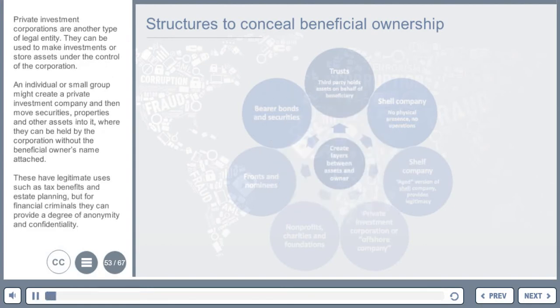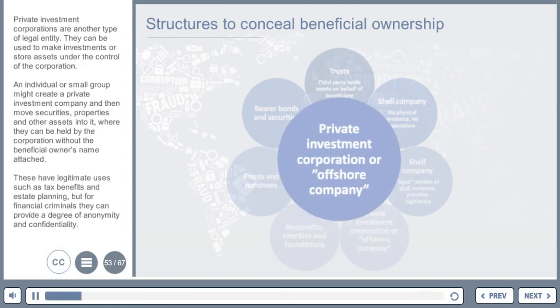Private investment corporations are another type of legal entity. They can be used to make investments or store assets under the control of the corporation. An individual or small group might create a private investment company and then move securities, properties, and other assets into it, where they can be held by the corporation without the beneficial owner's name attached. These have legitimate uses such as tax benefits and estate planning, but for financial criminals they can provide a degree of anonymity and confidentiality.